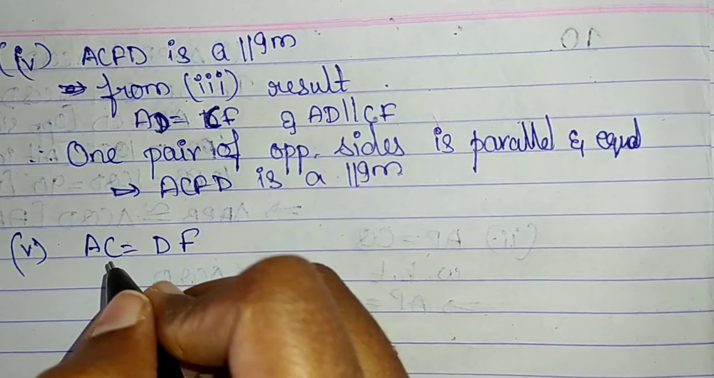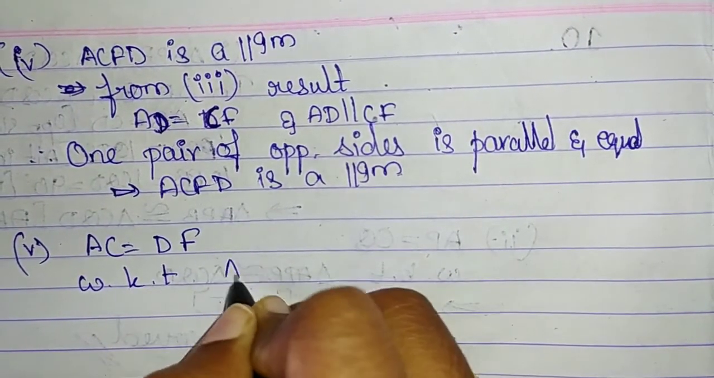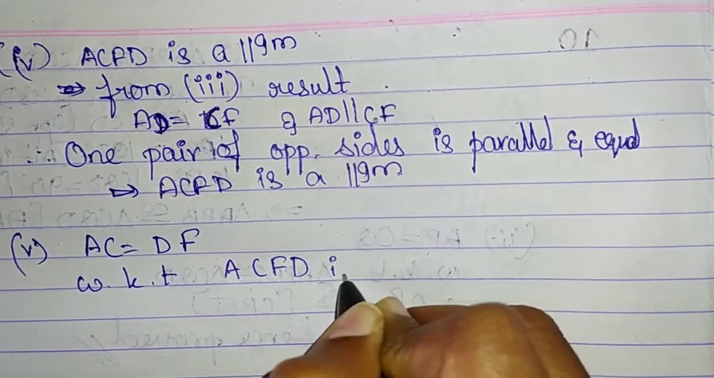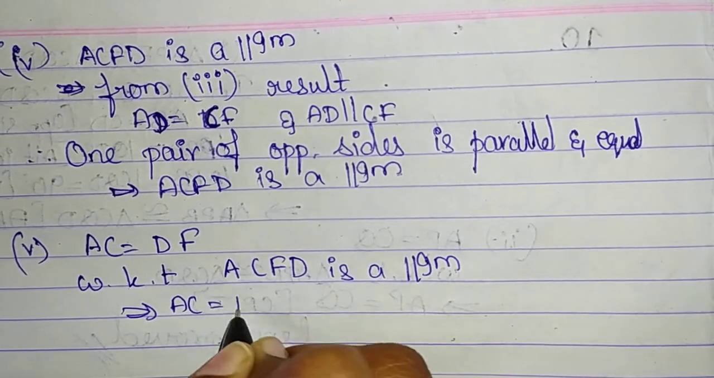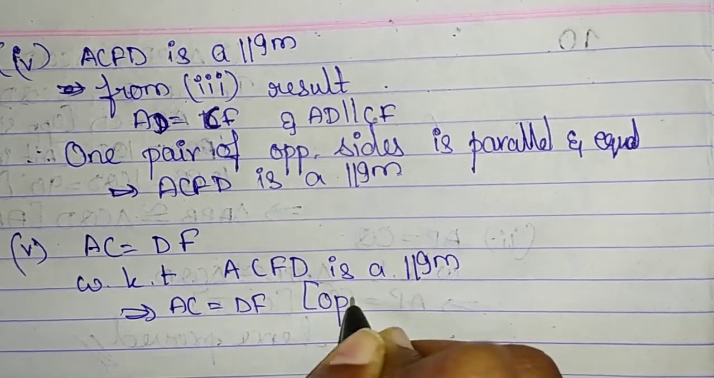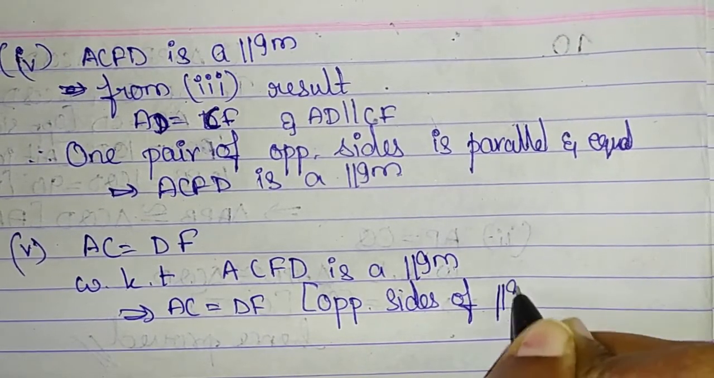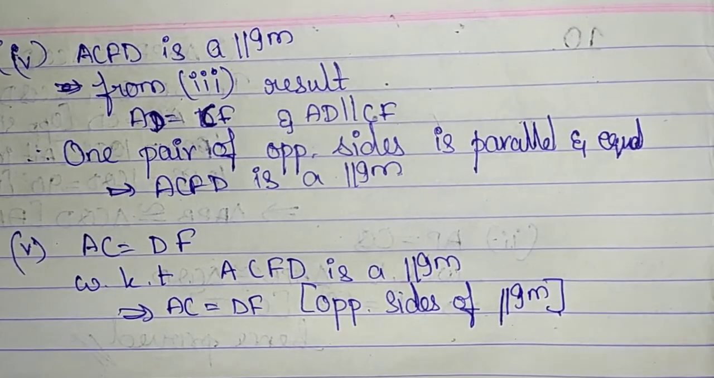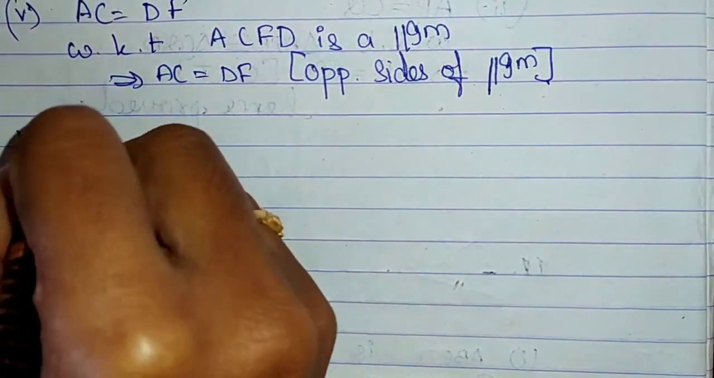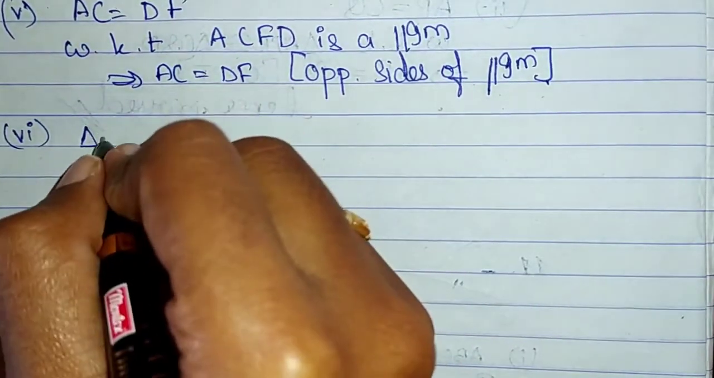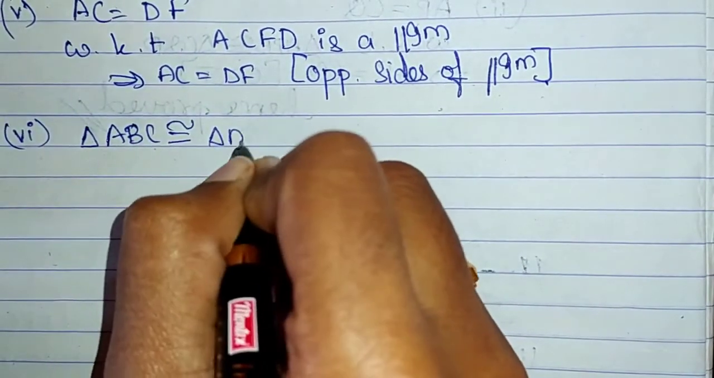And the fifth sub-question asks us to prove that AC is equal to DF. To prove AC is equal to DF, we know that ACFD is a parallelogram. So this implies AC is equal to DF, because opposite sides of a parallelogram are always equal to one another. And lastly, the sixth sub-question, we need to prove that triangle ABC is congruent to triangle DEF.